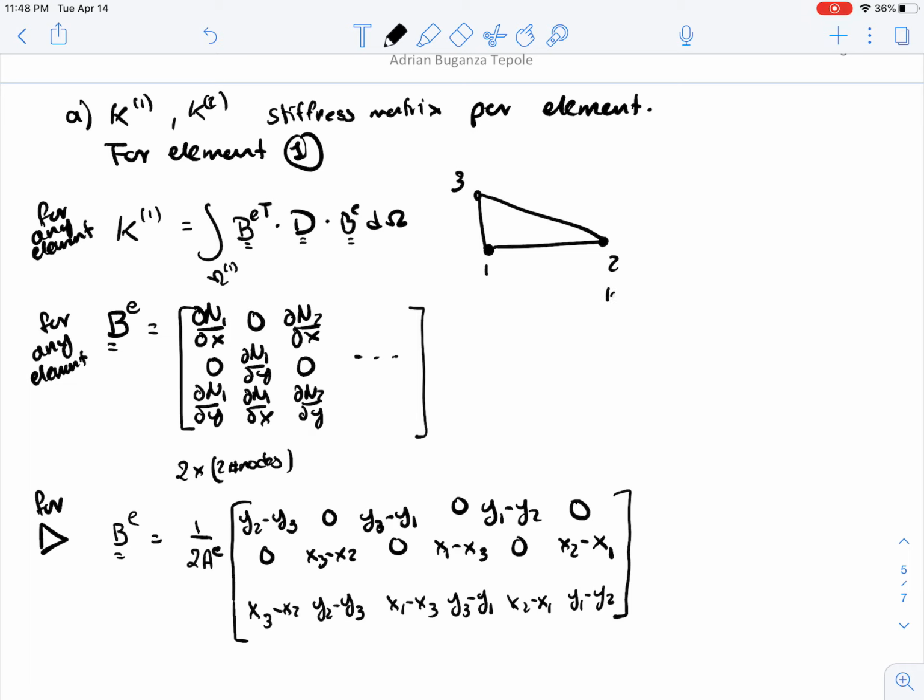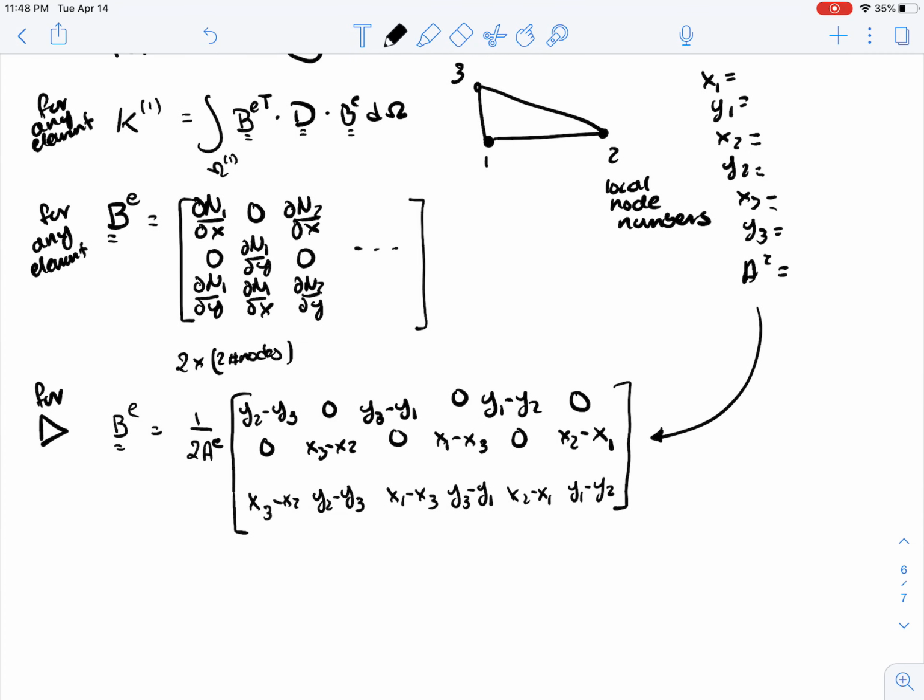So for the first element, because we know this is the local node number 1, 2, and 3, then you can go ahead and calculate what is the x1, y1, x2, y2, x3, y3, and calculate the area of the triangle, and then plug that here, and then you will get your B matrix. So that's how you will get the B matrix.